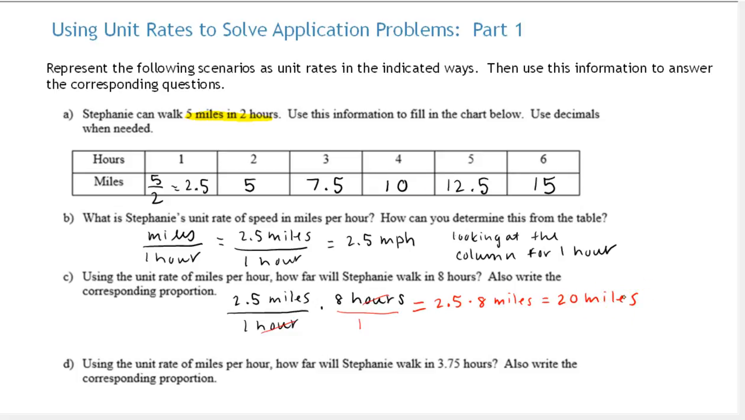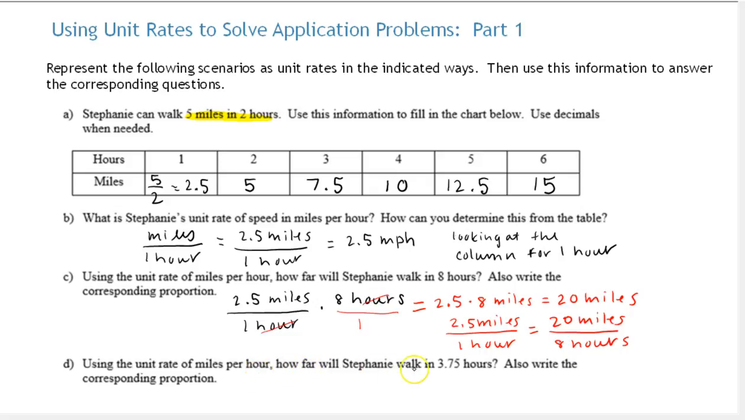miles. The corresponding proportion, we'll start with our unit rate of 2.5 miles in 1 hour corresponds to 20 miles in 8 hours. Okay. Notice our multiplying factor from this rate to this rate is 8 times as much, and the ratios are equal. Now it asks to find the unit rate using the unit rate of miles per hour.